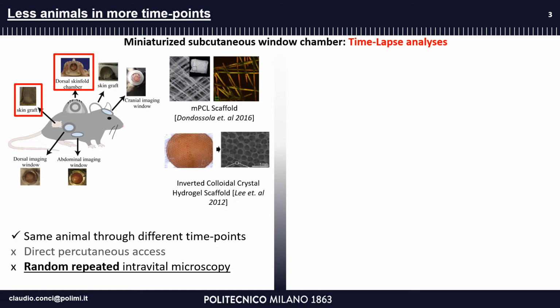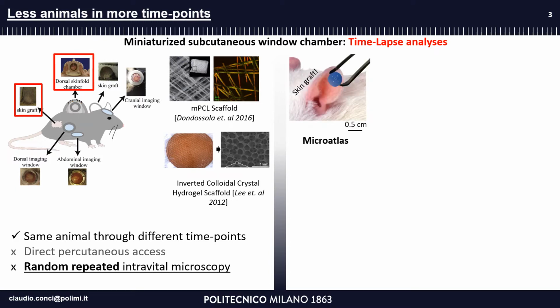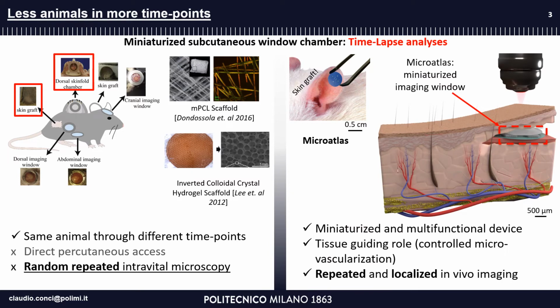Anyway, up to now, such devices always require a direct percutaneous access and, in addition, allow you only to perform randomized repeated intravital studies, not responding to the requirements of the normative. Our goal is to develop a new kind of miniaturized imaging window, the so-called Microatlas, that can be implanted subcutaneously in a mini-invasive way. This is a multifunctional device that, on one side, allows you to guide the regeneration of the tissue, obtaining a microvascularization inside the device scaffold, and then allows you to repeat and localize your in vivo imaging, thus answering the requirements of the normative.